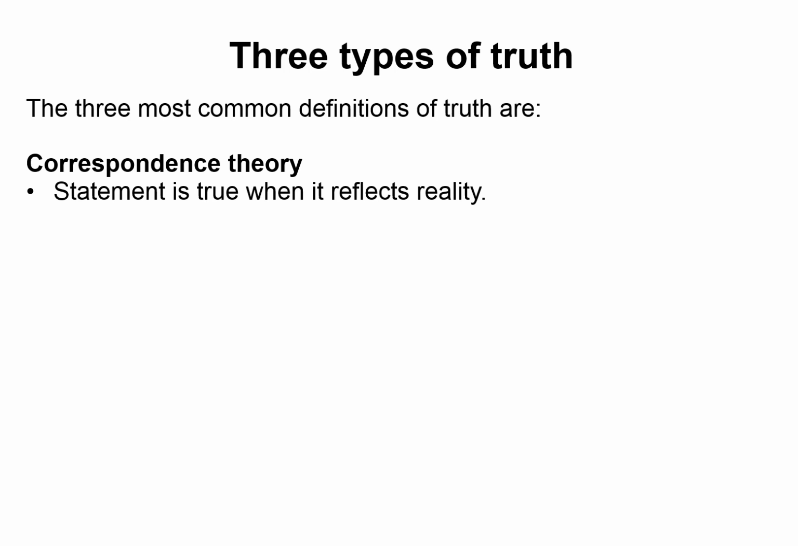When we're evaluating evidence, we need to think about truth. But truth or fact or reality are not so easy. There are many types of truth, but I just want to introduce 3 types, the most common types. So the first one is correspondence theory of truth. This is where a statement is true when it reflects reality.